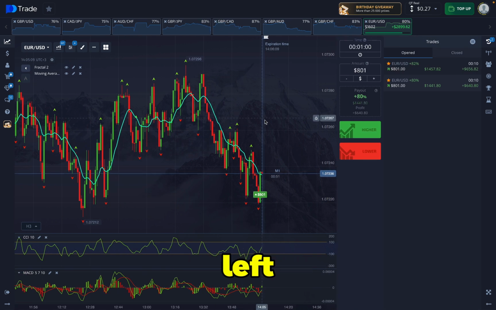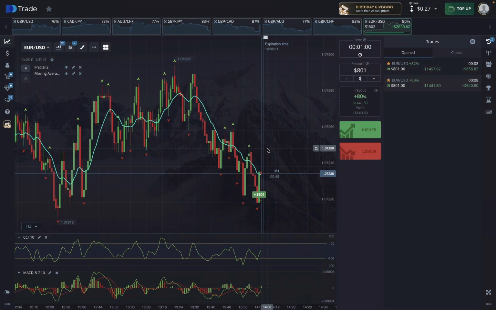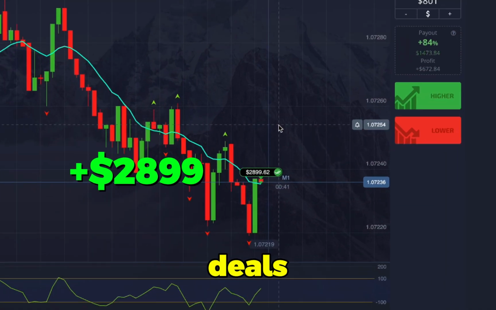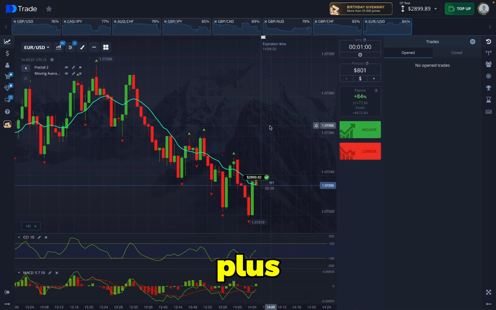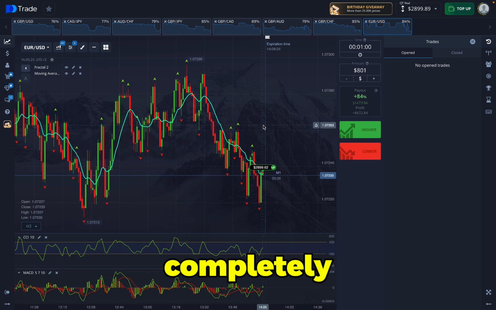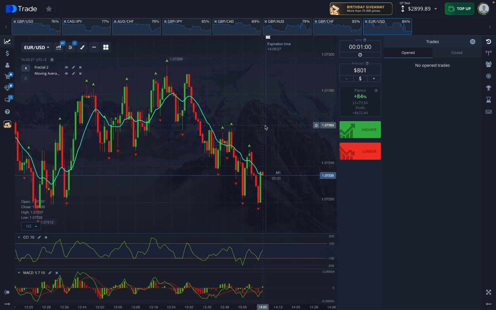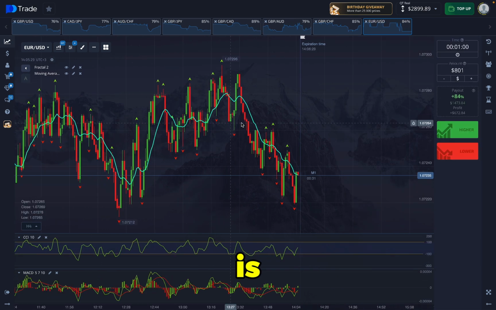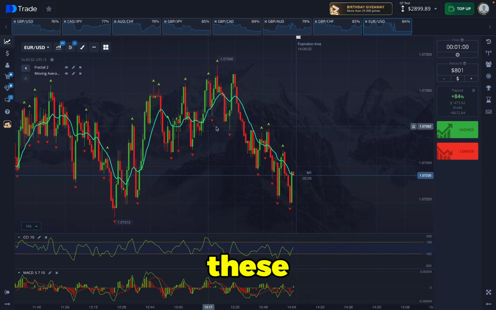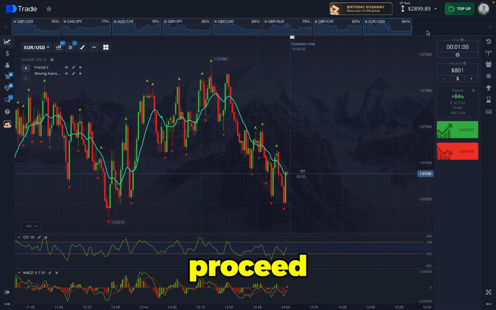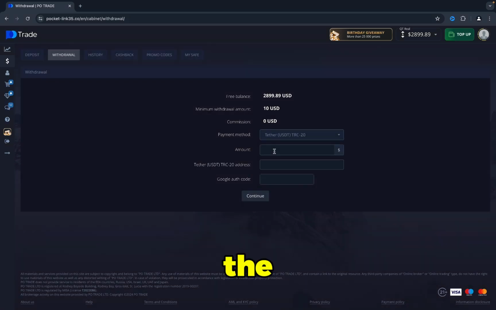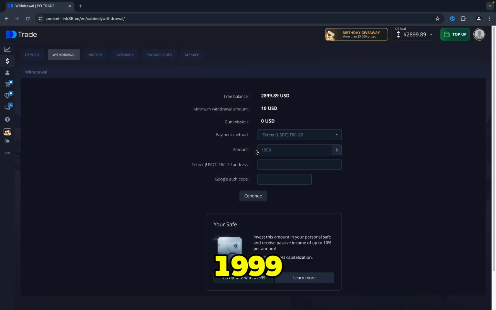There are 10 seconds left before they are completed. And the deals are closed without any problems. Plus, excellent trading. I am completely satisfied with the result of trading. Literally in 3 trades here is such an excellent profit using these indicators. Let's fix it and proceed to the conclusion. The profit amount will be $19.99.